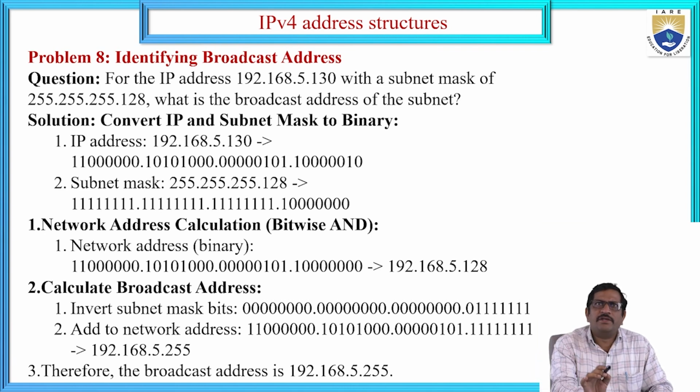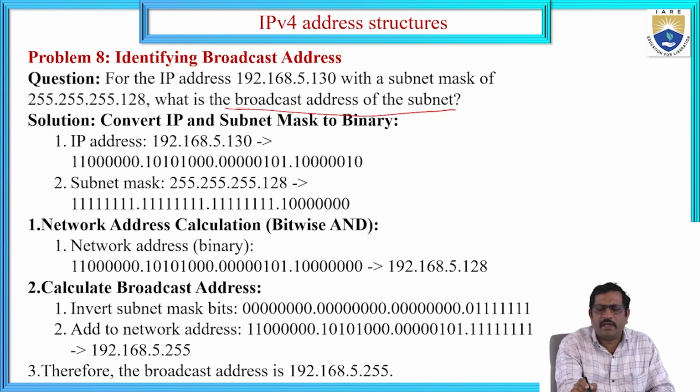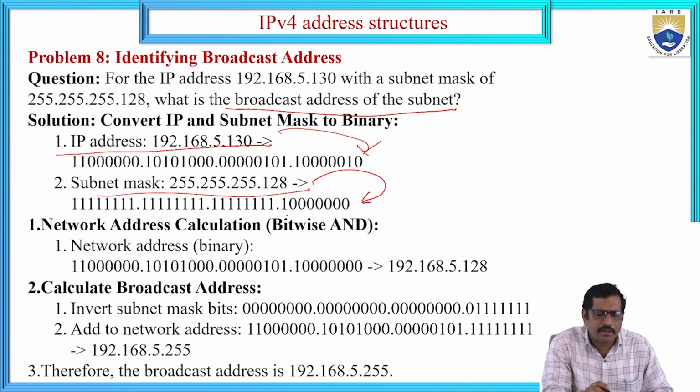Identifying the broadcast address. The problem gives an IP address with a subnet mask. What is the broadcast address of the subnet? To evaluate it, first we take the IP address of that particular device and convert it into the equivalent binary form. The subnet mask is also converted into the equivalent binary form.